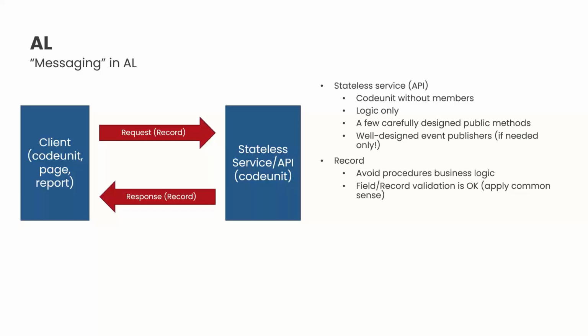So we can have some code units like a client, we can have page, report, code unit, which we can treat as a client, and then we can call some methods from another code unit, which is a service, and pass some records to it and get some records back. But it's more about the way we think about it than really something new for our AL world. Yeah, let's think about them as a service. Let's think about code unit as a small service that has some nicely designed, minimal APIs.